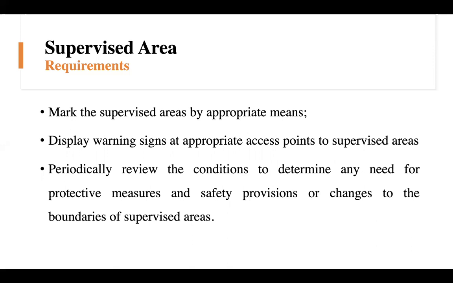For example, if we have an X-ray room in a hospital, the controlled area is the X-ray room and the supervised area is the control room, outside of the X-ray room. But if something happened and the radiation level increased in the control console or control room, we have to revise it and make it a controlled area, not a supervised area.